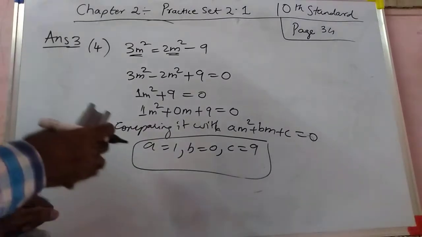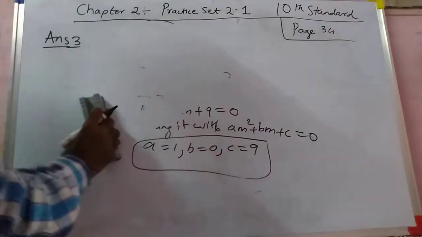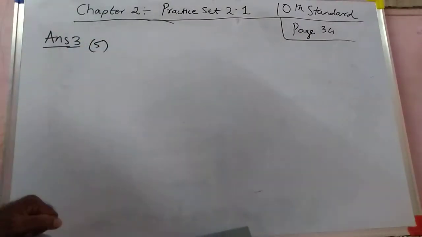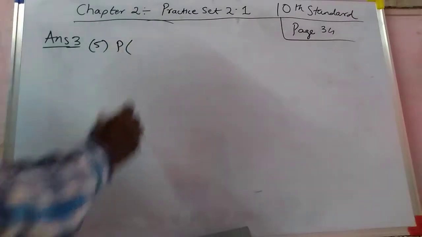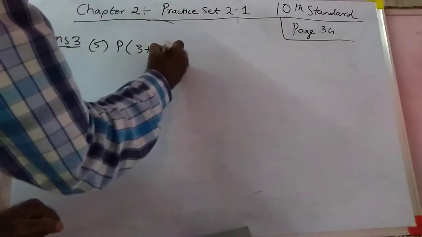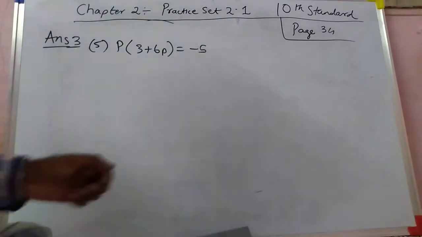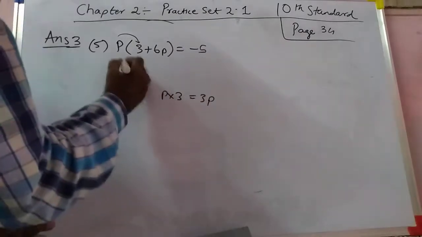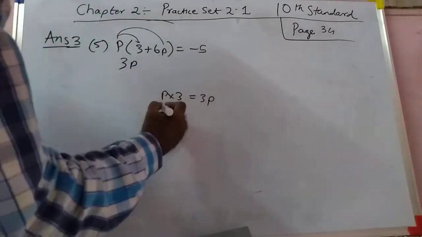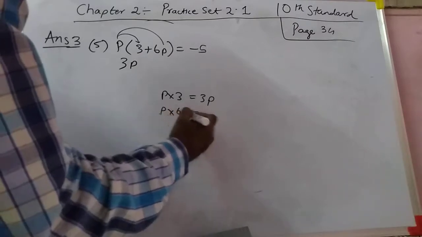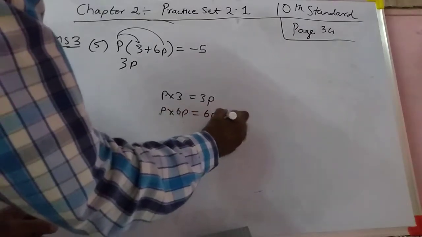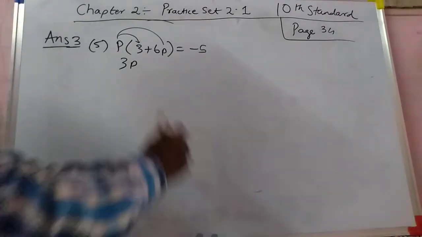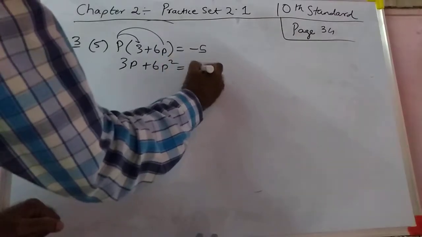Now we will do fifth one. And fifth, p is given. Then 3 plus 6p is equal to minus 5. So we will multiply this. P into 3, that is 3p. Then p into 6p, p into p square, and 6 is there, that is 6p square. So that will become plus 6p square is equal to minus 5.